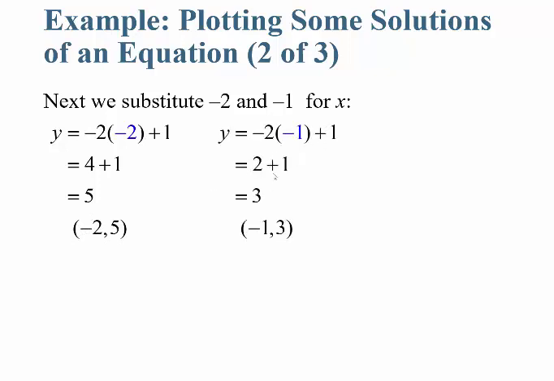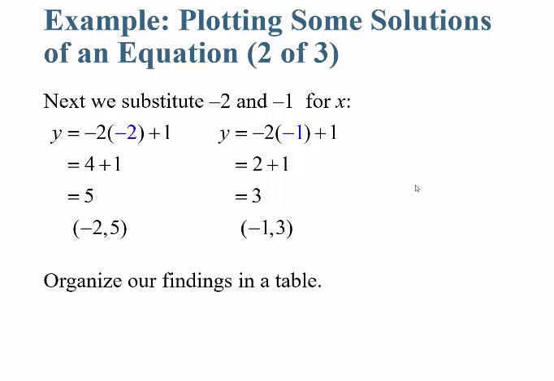And you can follow the algebra here for negative 1. Okay, negative negative becomes a positive. This is 2 plus 1, which gets me 3. So one new ordered pair or solution is (-2, 5). Another one is (-1, 3).